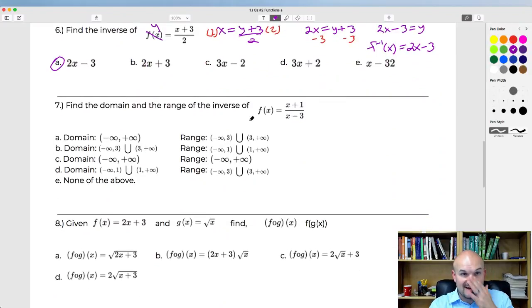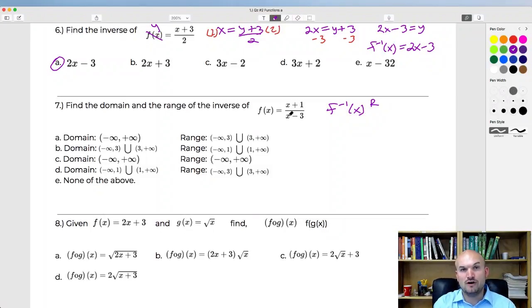Next example, it says find the domain and range of the inverse of this function. So we're looking for the domain and range of f inverse of x. The important thing here is I remember that the domain and range are swapped. The domain of this function is the range of f inverse. Let's figure out the domain, because the domain is the easiest thing to figure out.